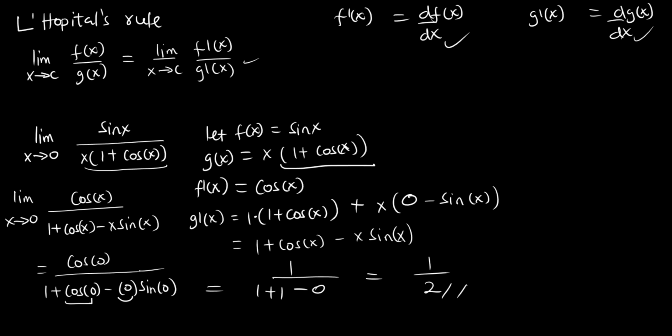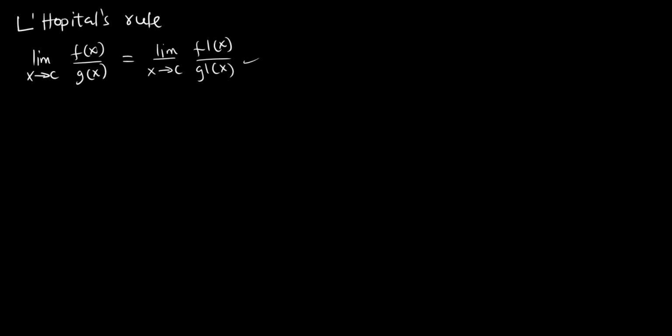Let's try our hands on another example. So let's find the limit as x approaches pi on 2 for the function 1 minus sine of x divided by cosine of x. Let's find the limit of this function.